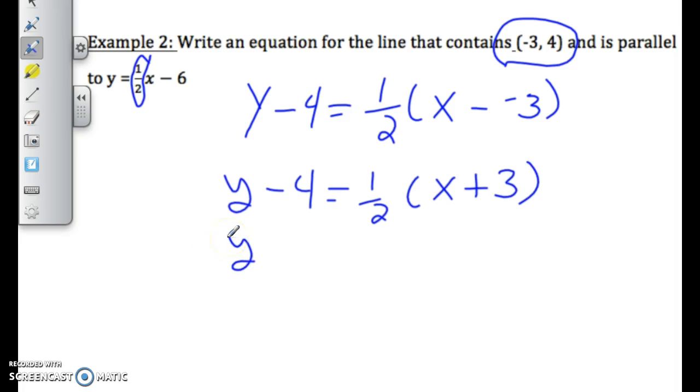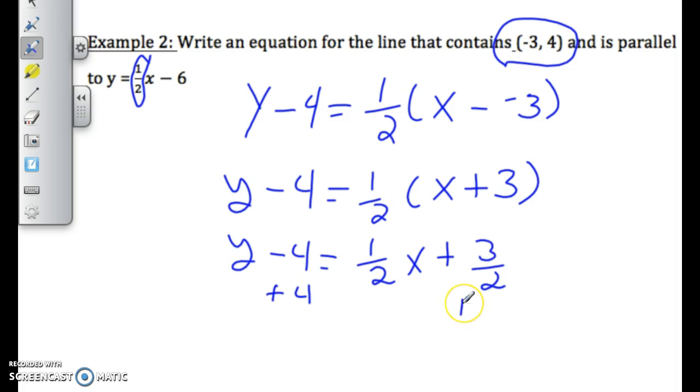I'm going to write it in slope-intercept form. So this would be 1/2 x plus 3/2. I'm going to add 4 to both sides. So y will equal 1/2 x plus 11/2, which is the same thing as 5.5. All right, there you go.